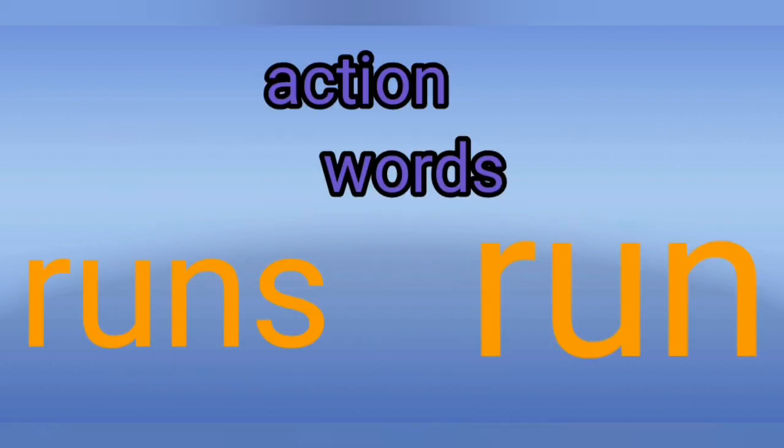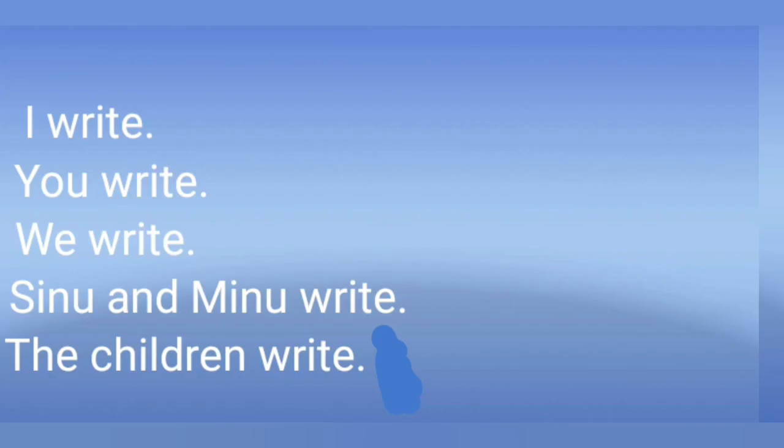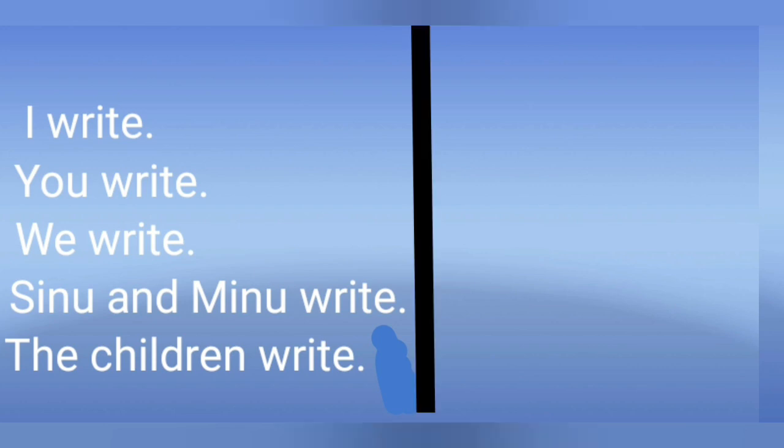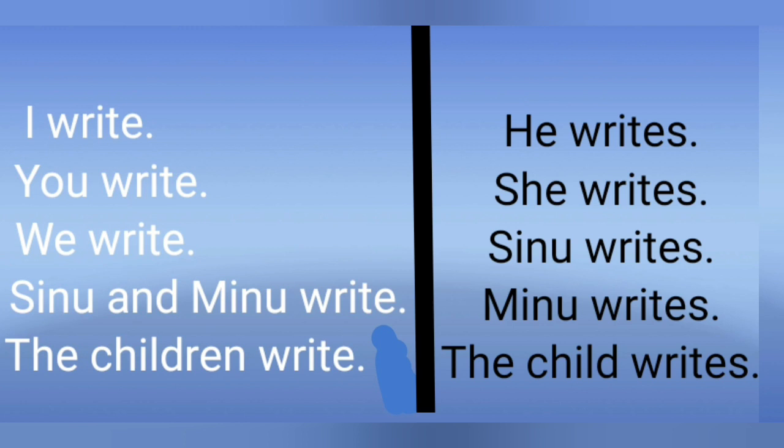Comb. Some action words end in S, while some don't. For example, I write, you write, we write, they write. Minu and Sinu write. Children write. But he writes, she writes. Minu writes, Sinu writes. The child writes.